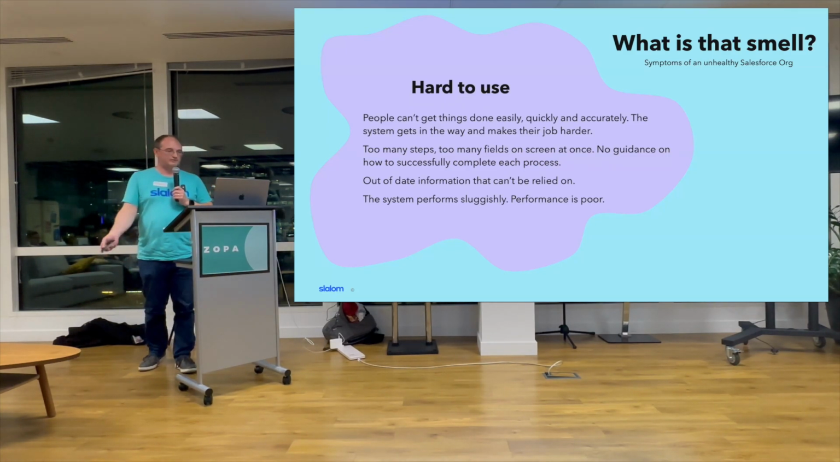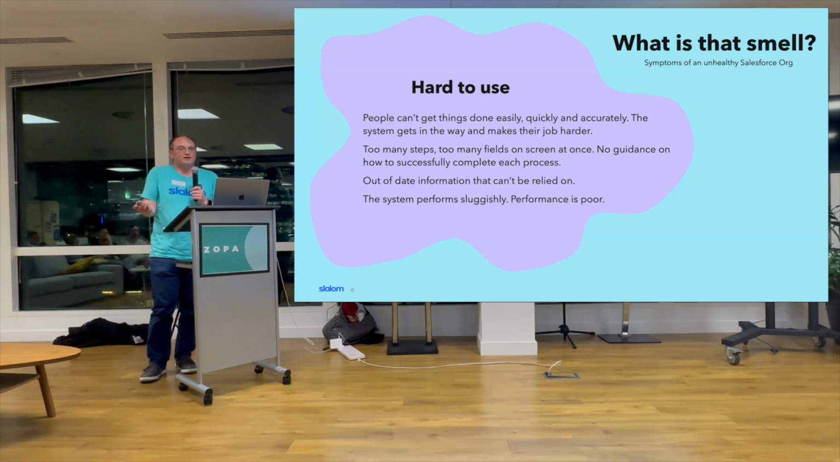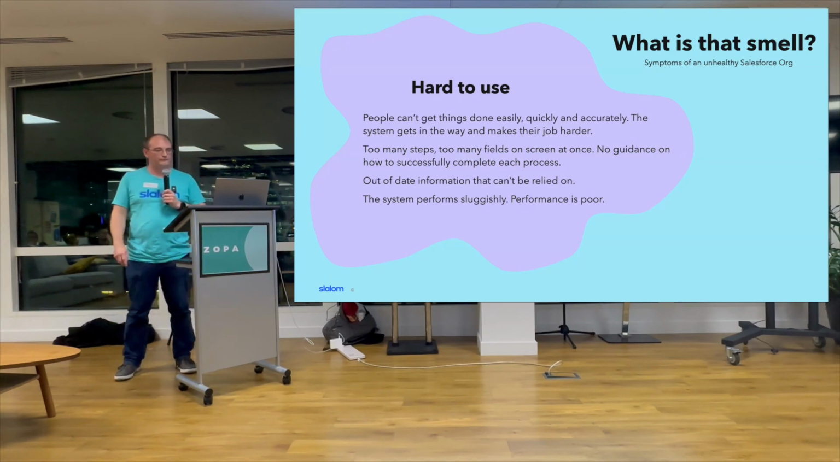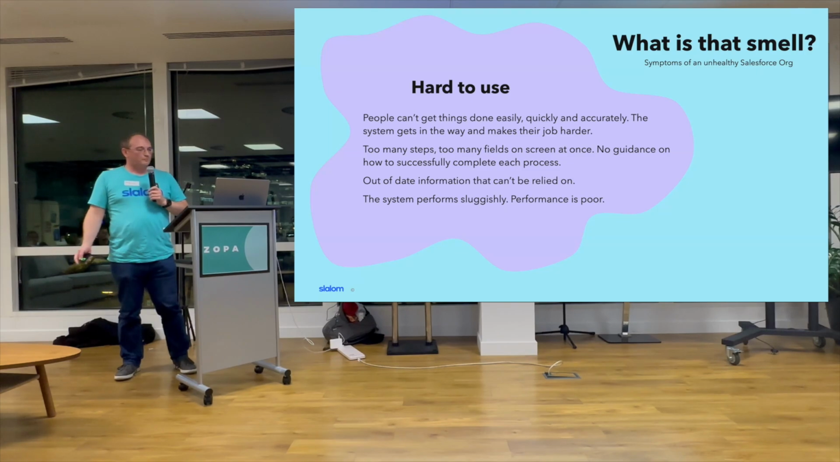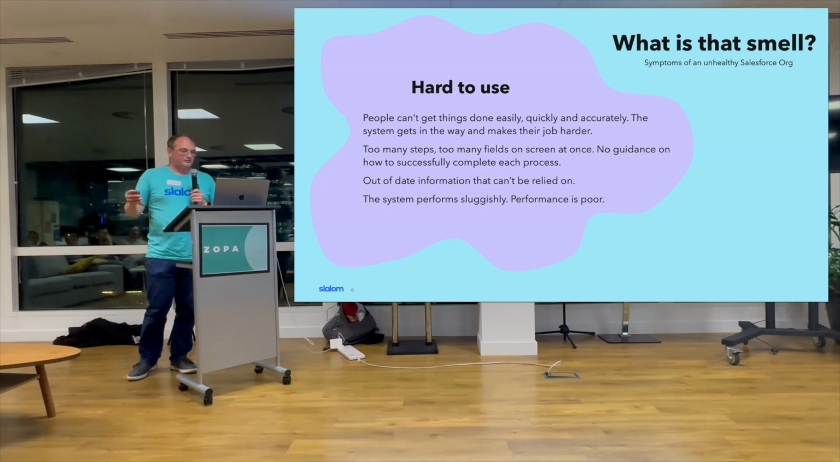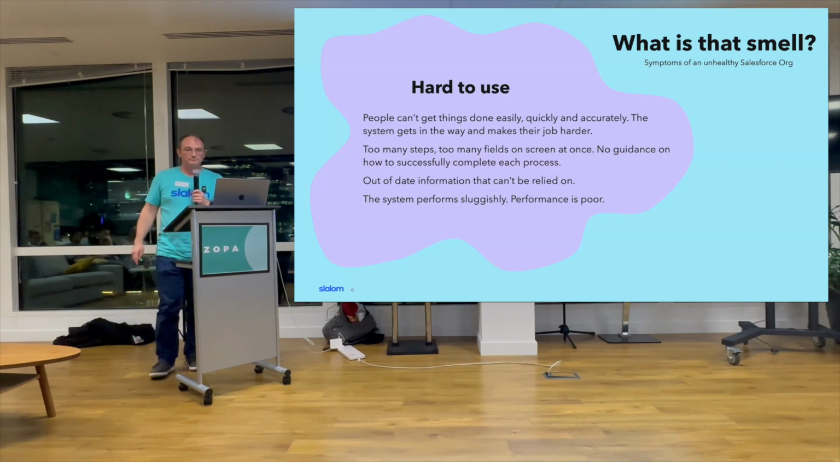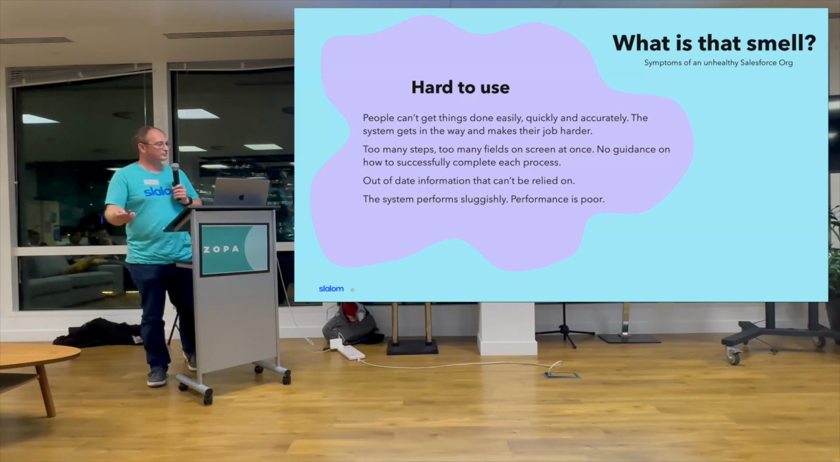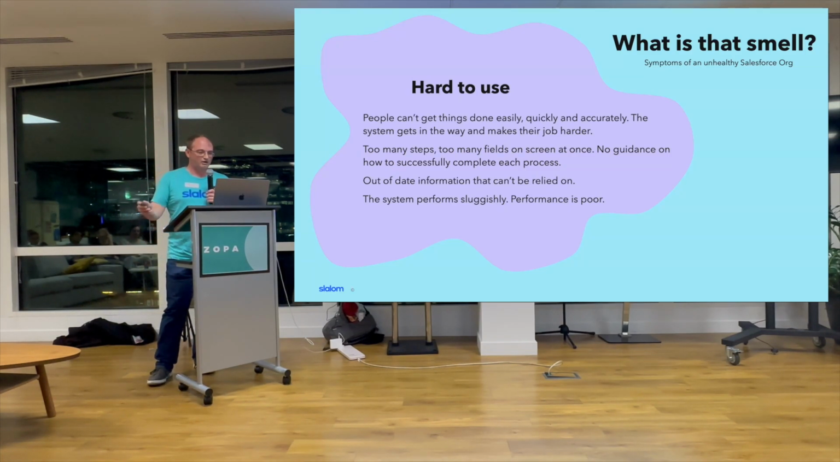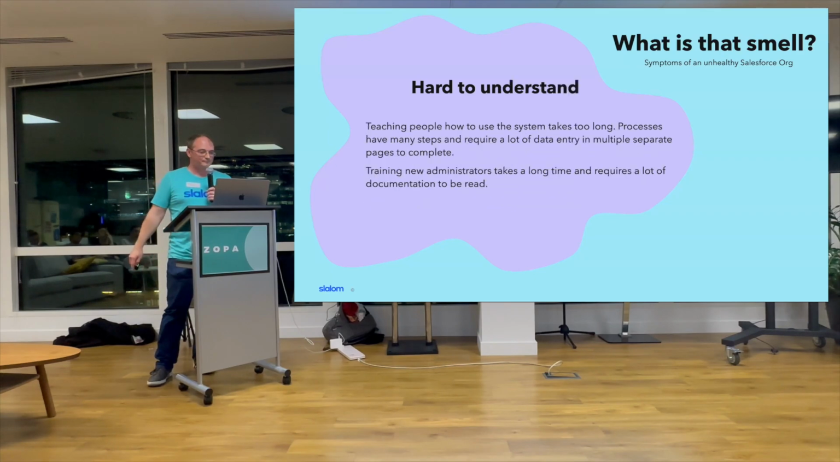How would you know whether the system's hard to use? So people can't get stuff done. Their page layout's full of fields. Nobody can do their job properly. There's loads of out-of-date information, so your data quality is rubbish. And the system performs poorly. It's sluggish. You're getting timeouts. Screens take ages to load. So it's hard to use. That's what hard to use means.